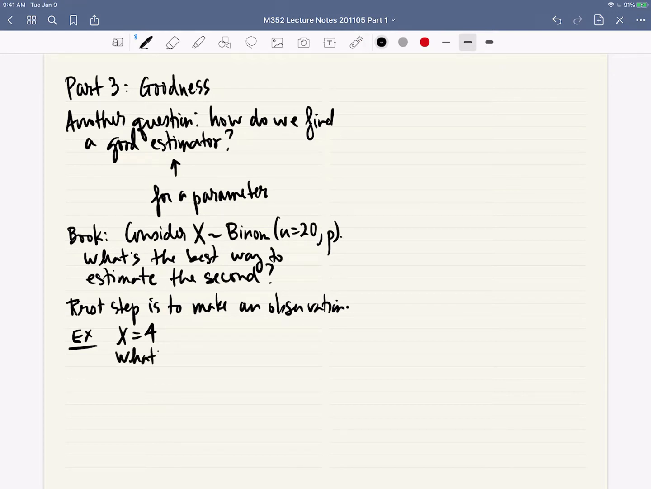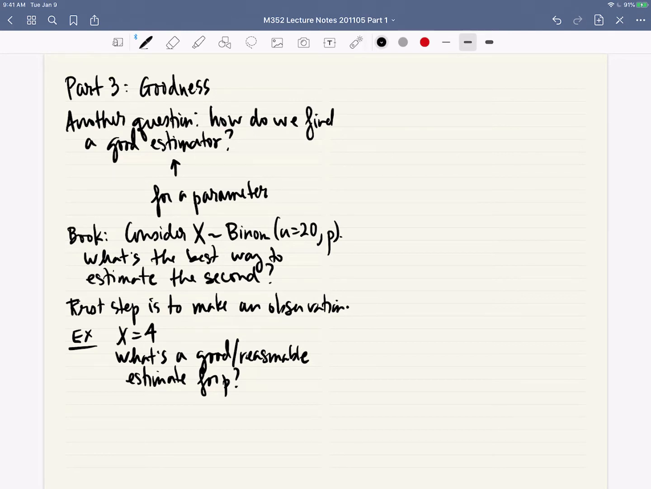So given this, what's a good or a reasonable estimate for p, having no other information?